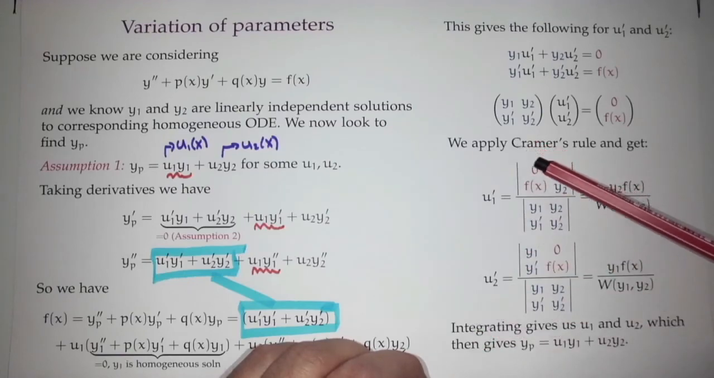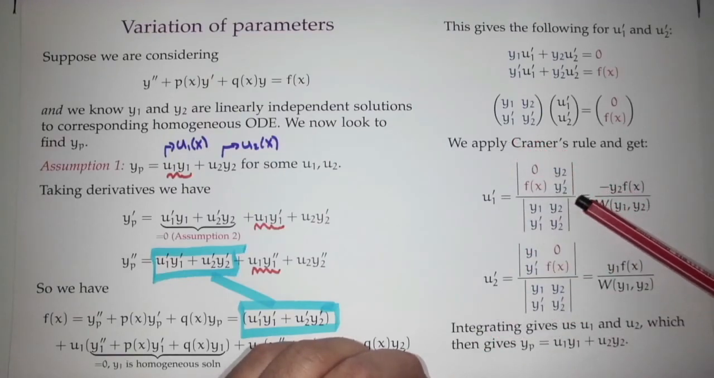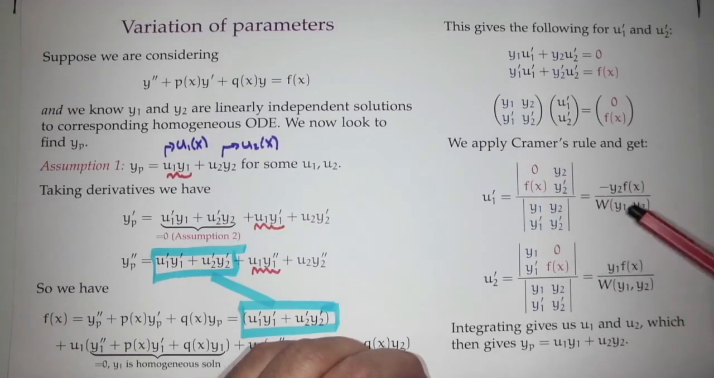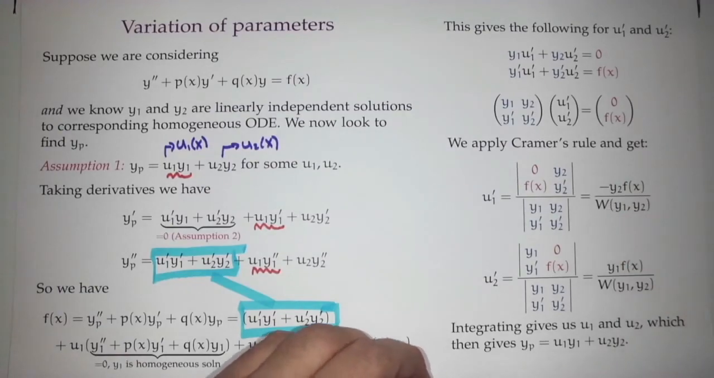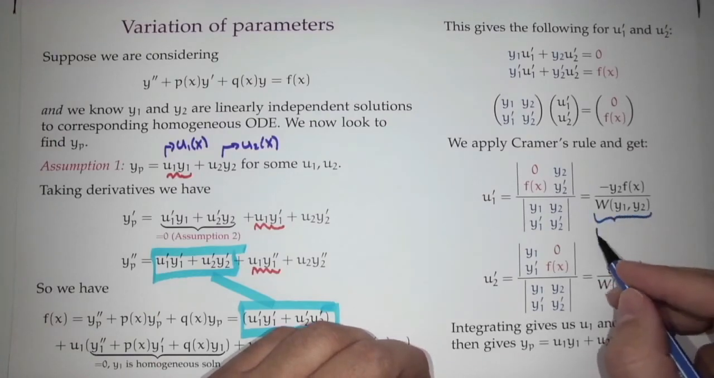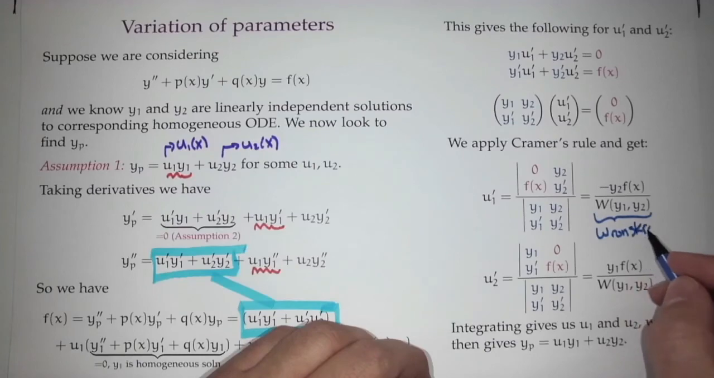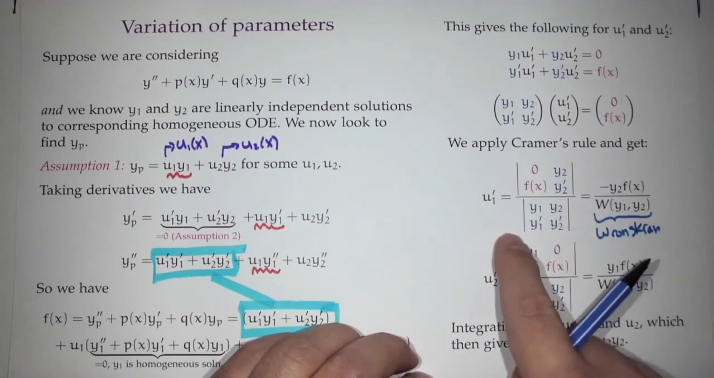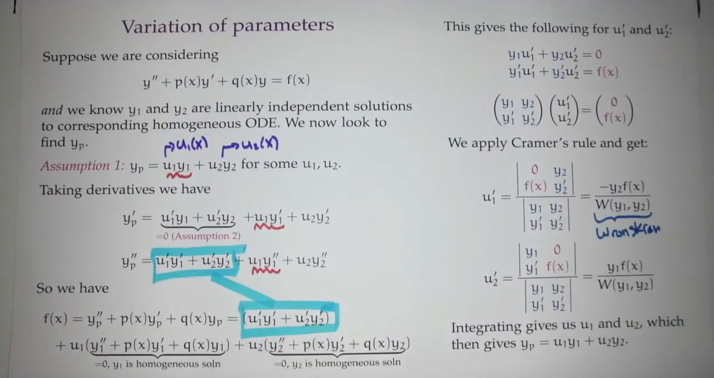Well, of course, it's easy to take this determinant. You get 0 minus f of x times y2. That's how you get the upstairs. Now downstairs, this weird W. What's that? Wronskian, exactly. The Wronskian, making a comeback. Because that's how you find the Wronskian. You know, functions in the first row, derivatives in the second. Then take that determinant. So, lo and behold, we can solve for u1 prime. We can solve for u2 prime.